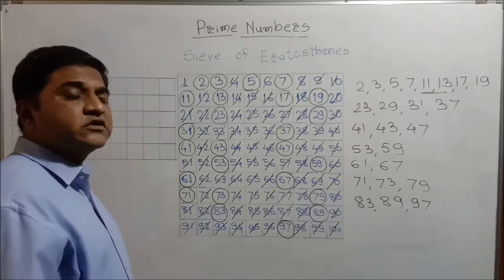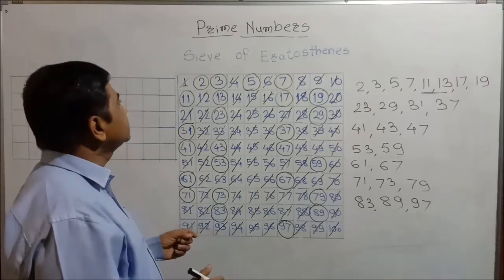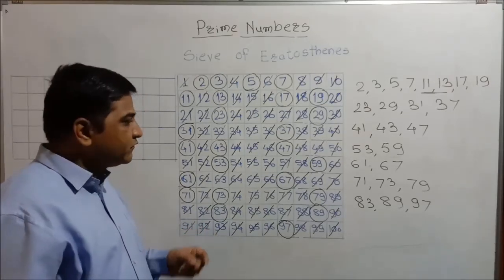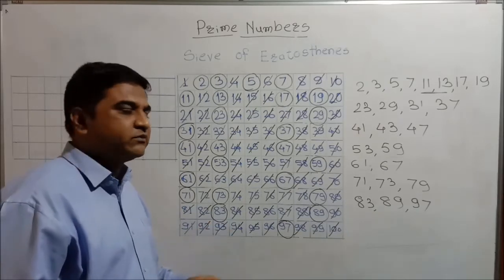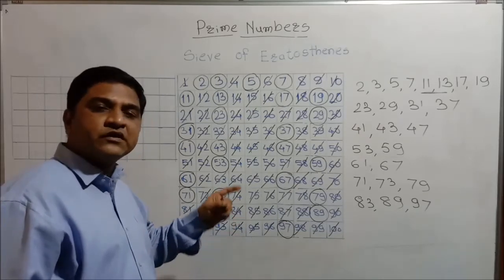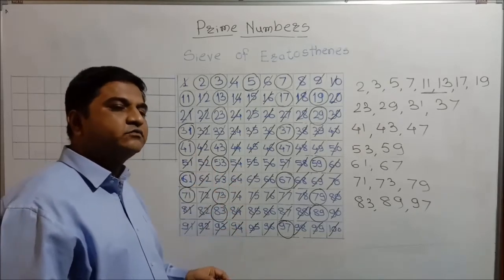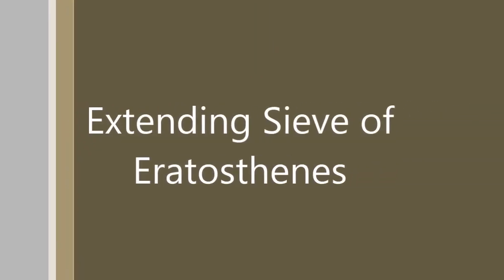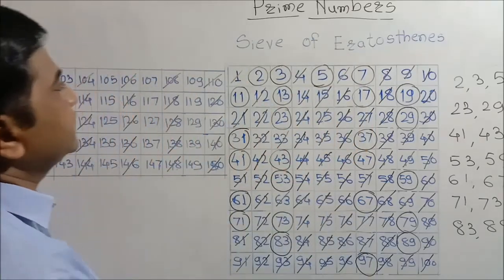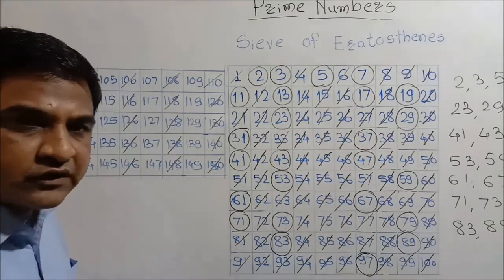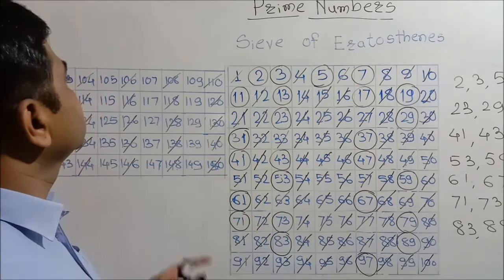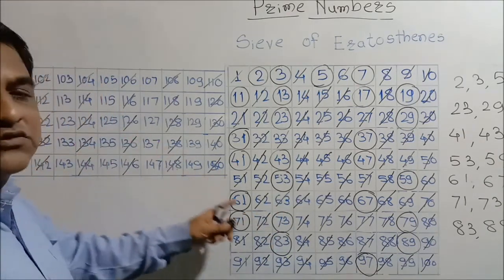So this is about prime numbers using the Sieve of Eratosthenes. This idea of finding prime numbers can be extended not only from 1 to 100, but from any number to any number. We are extending the idea of the Sieve of Eratosthenes to find the prime numbers from 101 to 150.